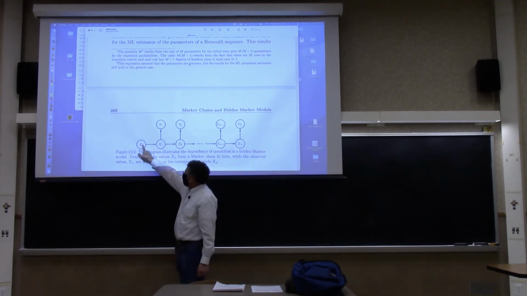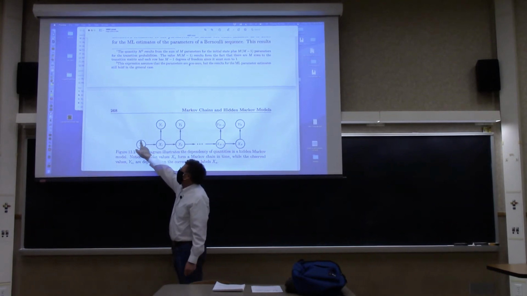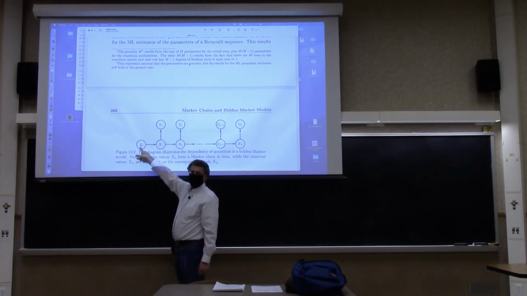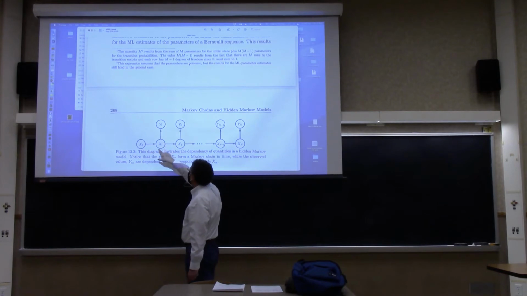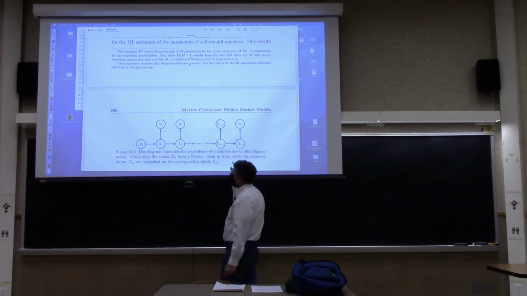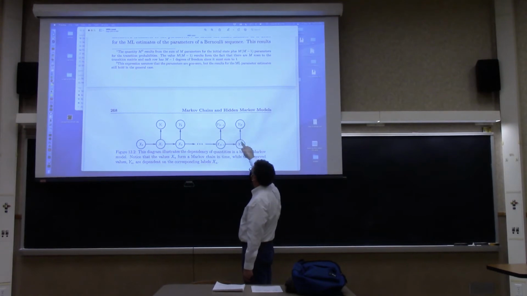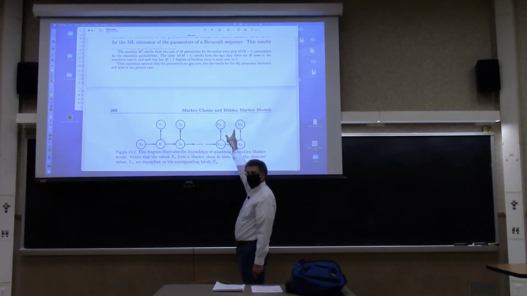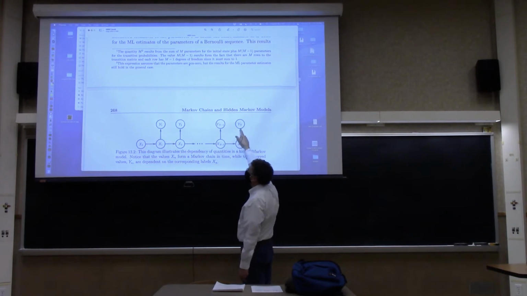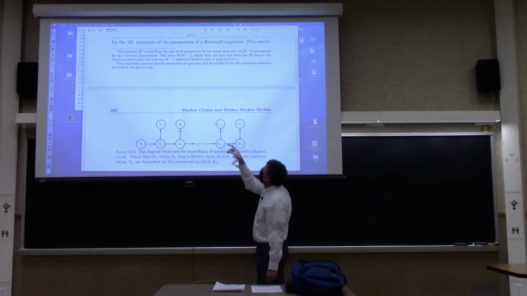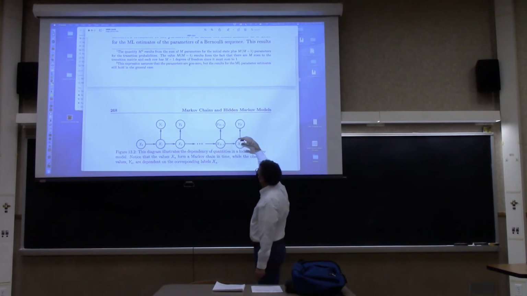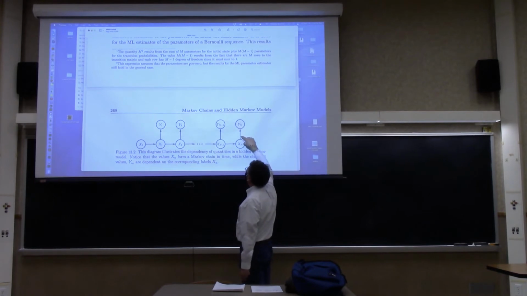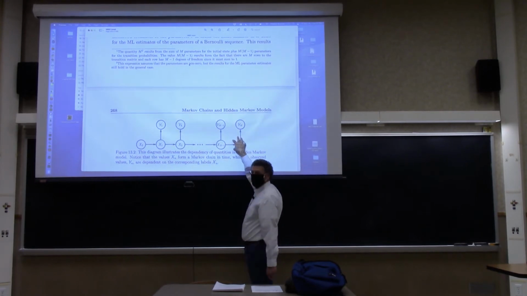So each of these circles can take on one of m different discrete states. We have an initial one because that's your initial condition. Usually that's set. Now, for each state, there's a corresponding observation. And the observation depends on the state. And the arrows represent conditional independence. So y is conditionally independent of everything else given x, right?